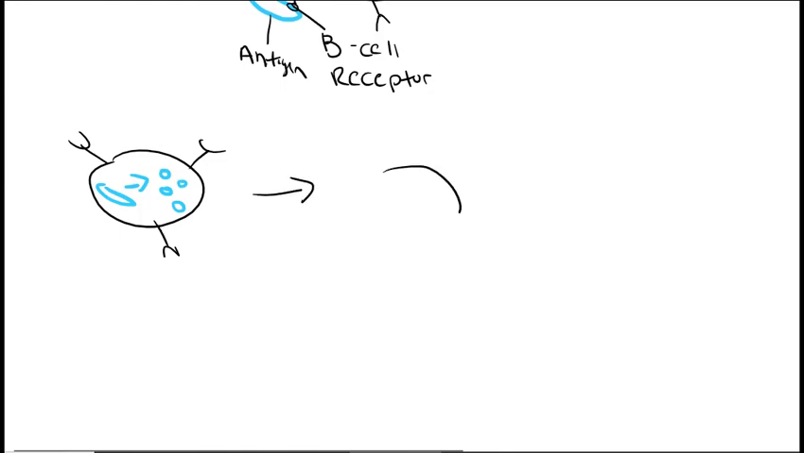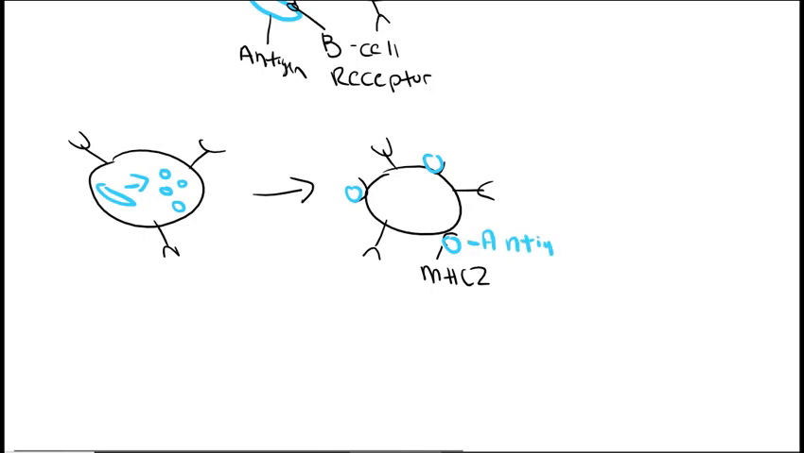Once these little fragments are produced, the B cell is going to display those fragments on another surface protein, which is called an MHC class 2. B cells have MHC2 all around the surface of their cell. So the MHC2 is going to display this antigen on the B cell surface. So the antigen is displayed.